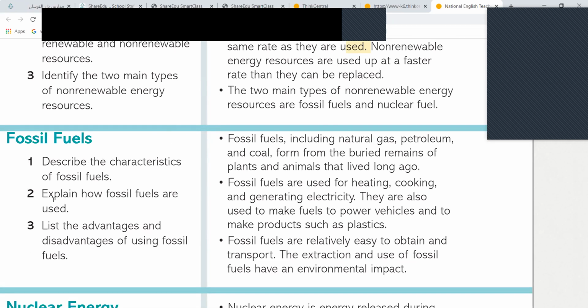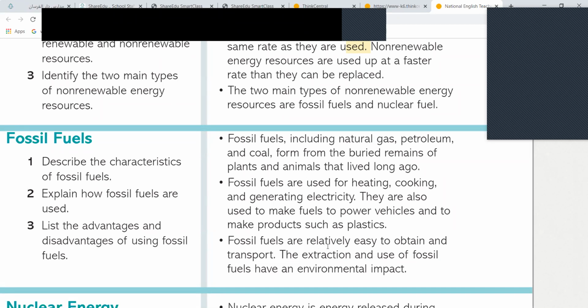Now, question number 3. Majduleen and Miral. Majduleen, please read the question. And Miral, you read here the answer. List the advantages and disadvantages of using fossil fuels. That means benefits and drawbacks. What is it good at and what is it not good at? Okay, Miral, read this.